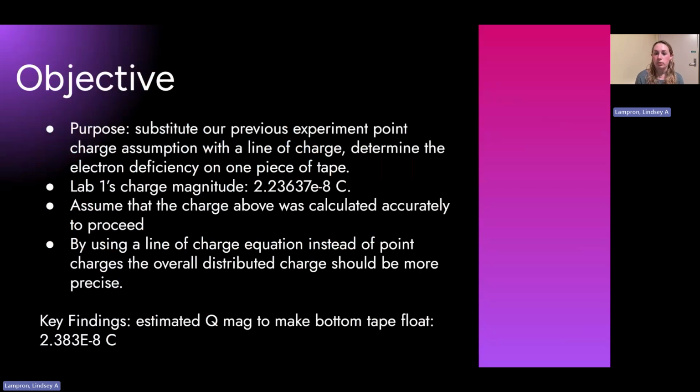And by using a line of charge equation instead of a point charge, the overall distributed charge should be more precise. And a key finding was that the estimated magnitude of Q to make the bottom tape float in the line charge model was 2.383 times 10 to the negative 8th coulombs.